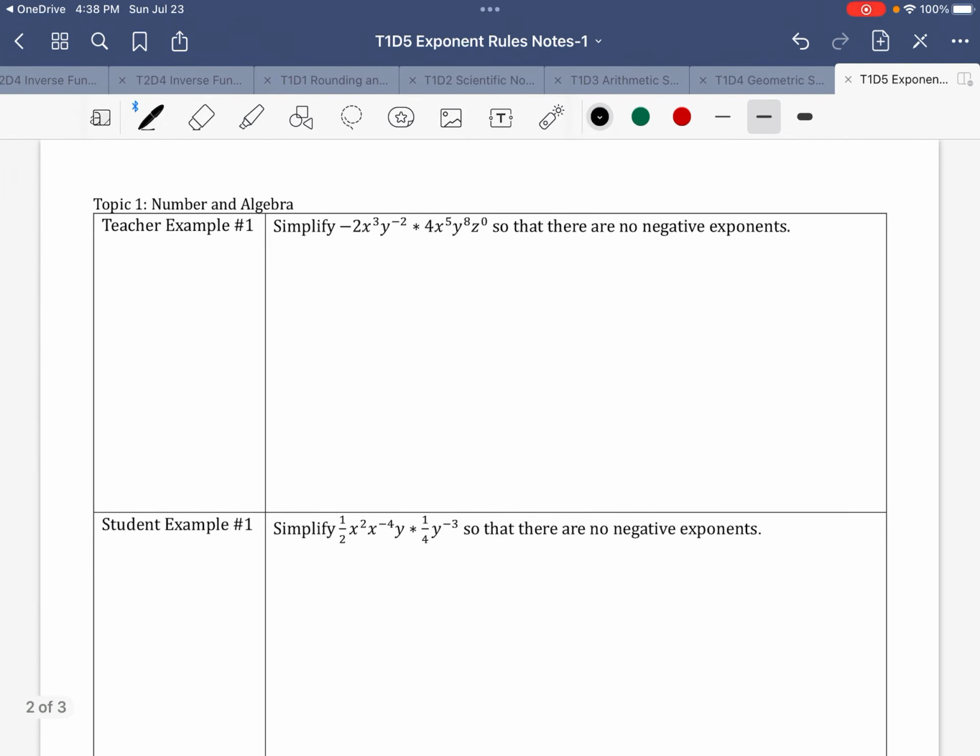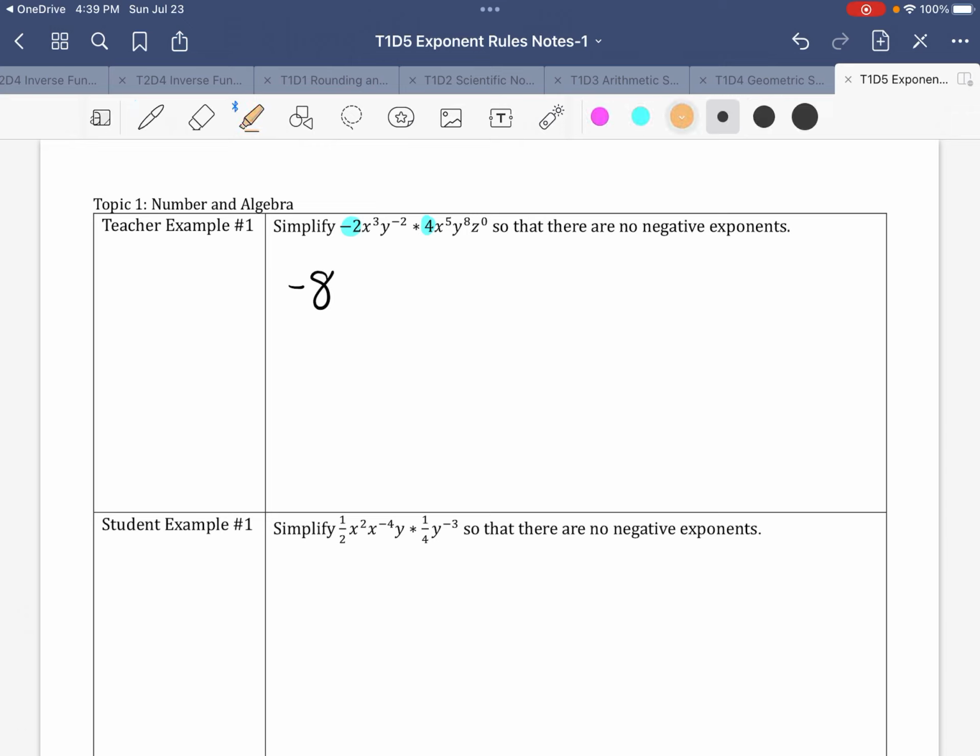Okay. So here's our first teacher example. It's asking us to simplify so that we have no negative exponents. What I'm going to start by is look at our coefficients. Our coefficients here don't have any exponents being applied to them, right? They're not squared. So we're just going to multiply them, all right? We don't apply exponent rules if these coefficients do not have exponents. So -2 times 4 is going to be -8, okay?